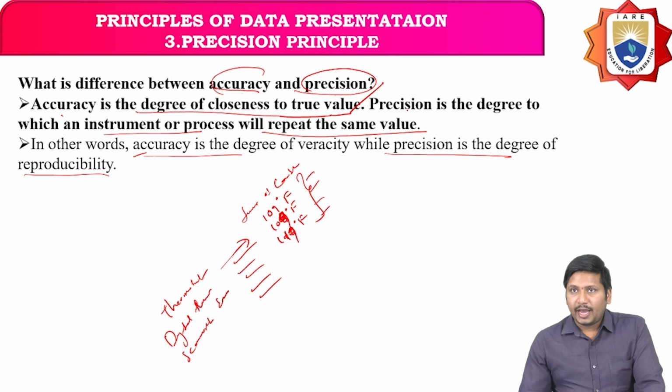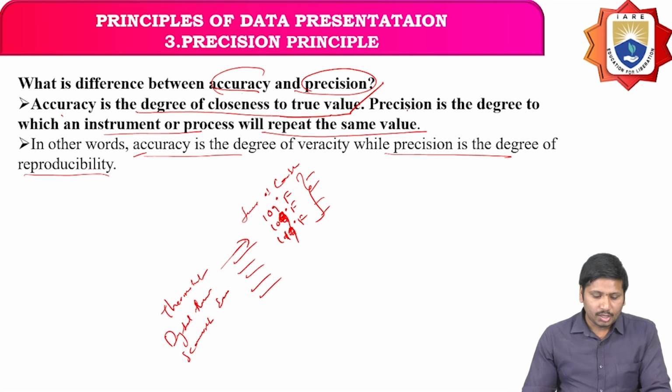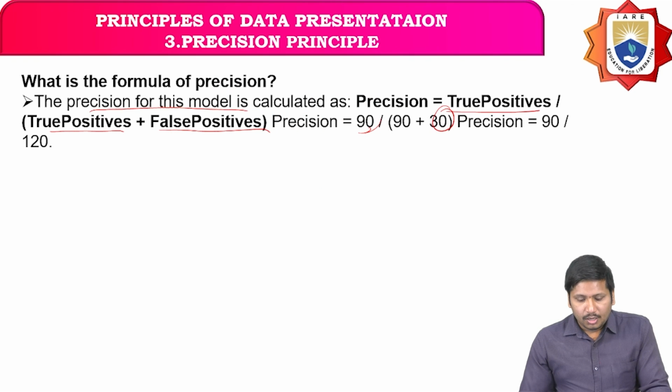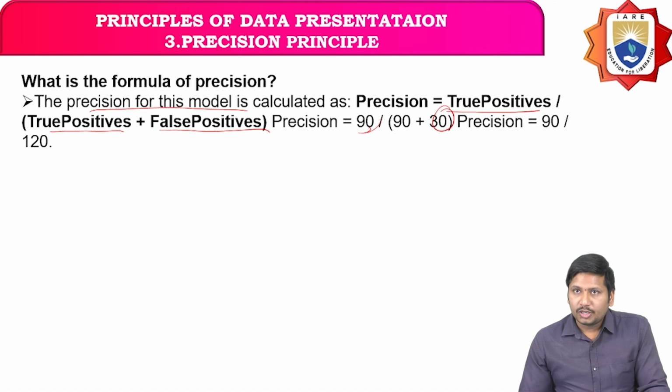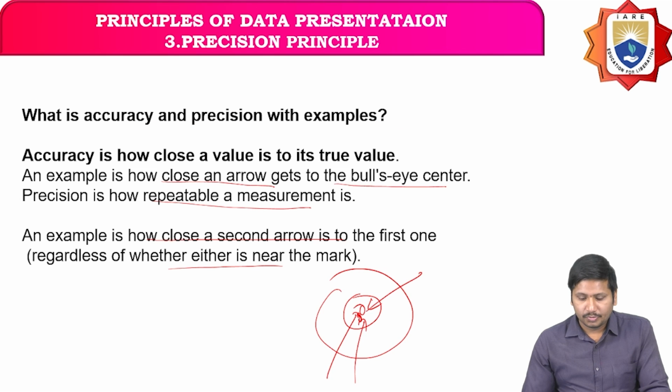And what is the difference between accuracy and precision? Accuracy is the degree of closeness to the true value, whereas precision is the degree to which an instrument or process will repeat the same value. In other words, accuracy is the degree of veracity, and precision is the degree of reproducibility. And what is the formula for precision? Precision is equal to true positives divided by true positives plus false positives.